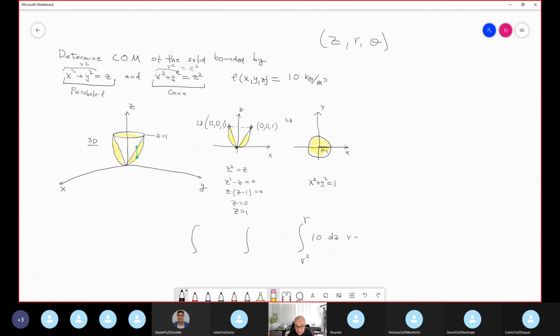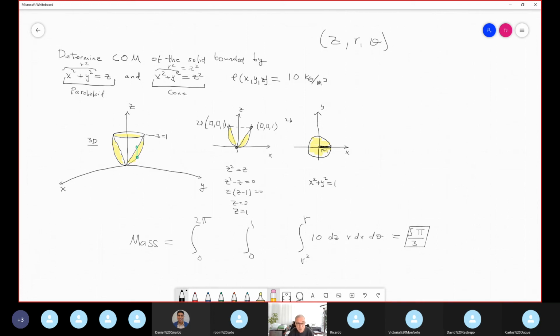The Jacobian is r dr d theta. And r goes from 0 to 1. Look at that, 0 to 1. And theta goes from 0 to pi. We compute this super easy by hand. It's pi over 3. And this is the mass.